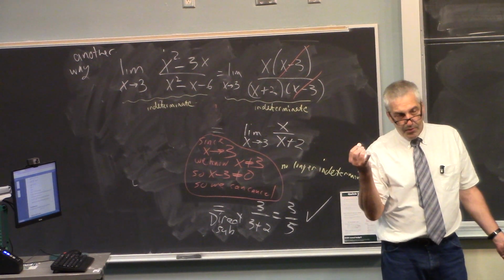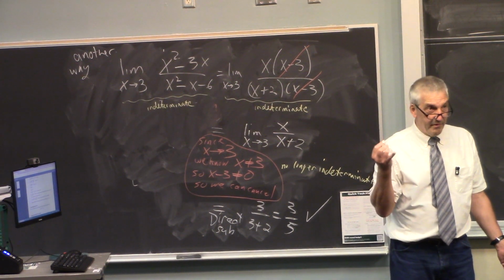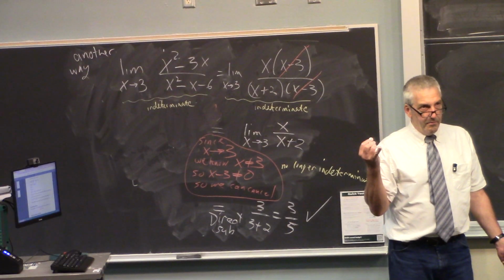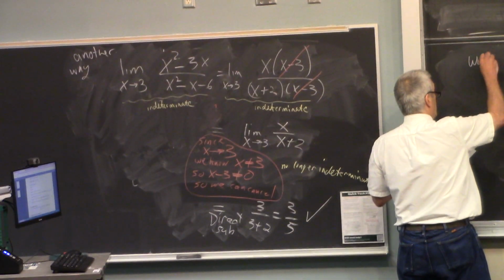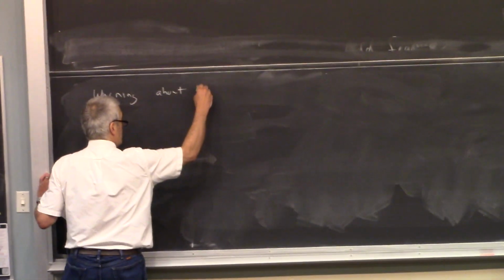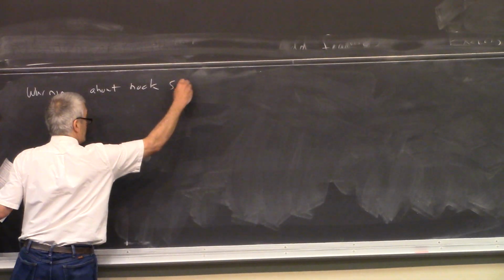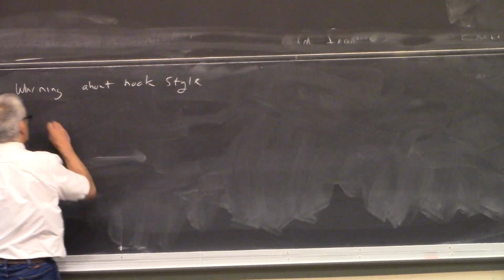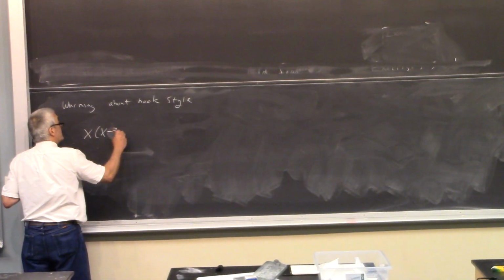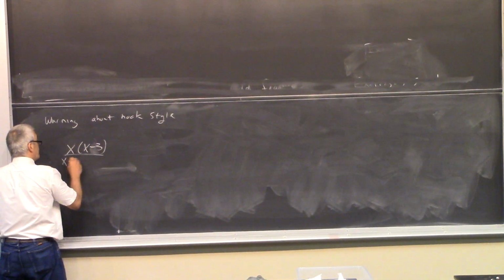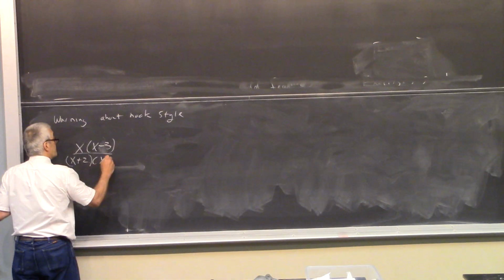Reading books is always hard. Reading math books is always even harder because they're so terse. So a warning about the book style. For instance, x plus x minus 3 over x plus 2 x minus 3.